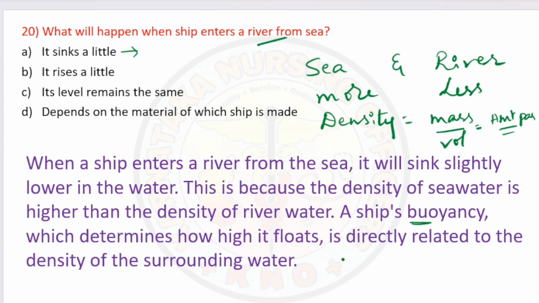Buoyancy is nothing but the upward force exerted by water. So the correct answer is option A, it sinks a little because of the density of the water molecules of the sea water compared to river water.